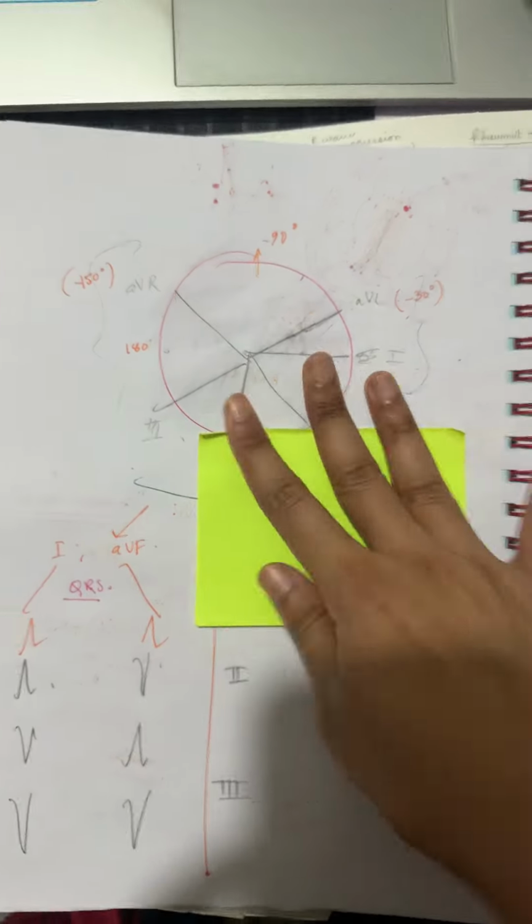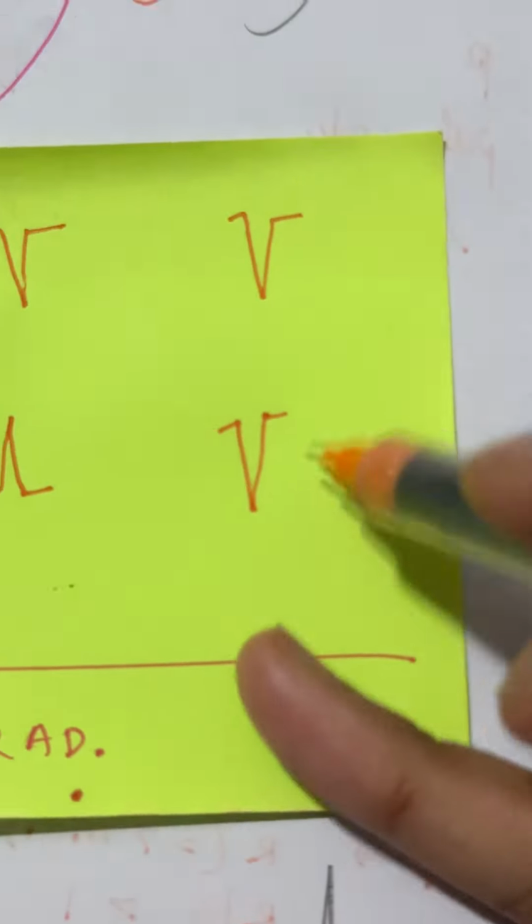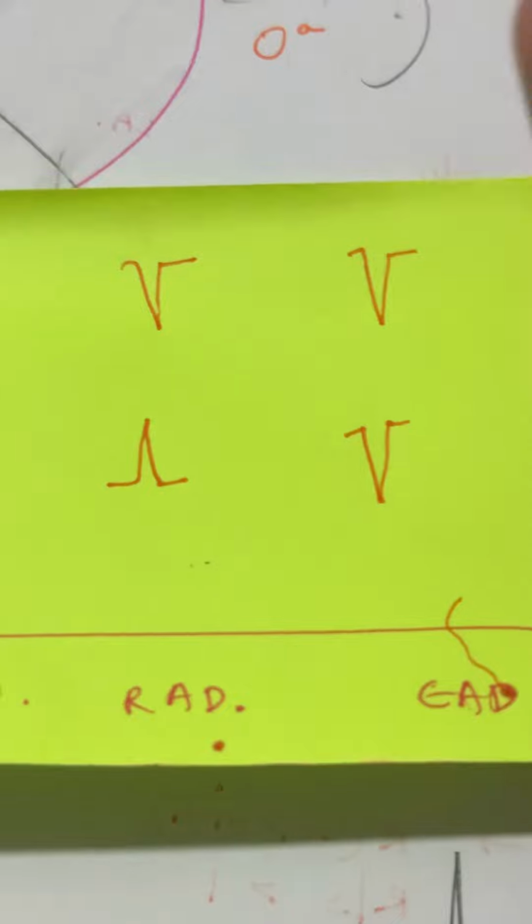A little cheat sheet for you. If both are pointing away from each other, that is left axis. Going towards each other, that is right axis. If both are negative, that is extreme axis. And if both were upward, that is normal.